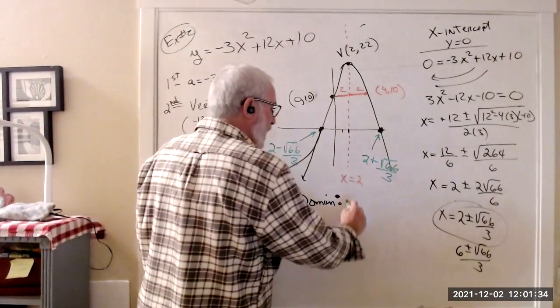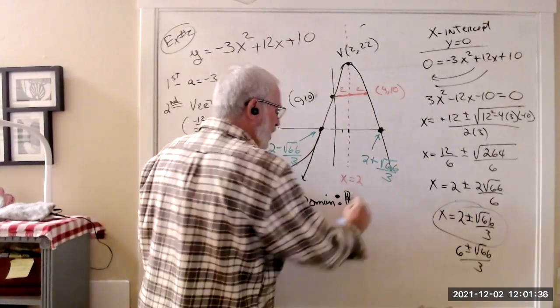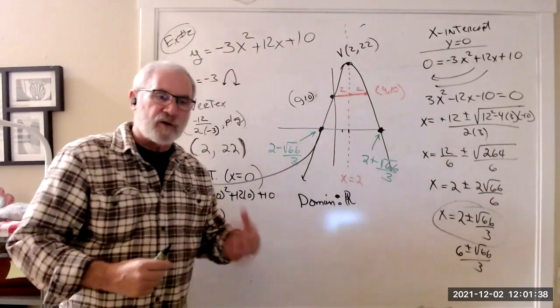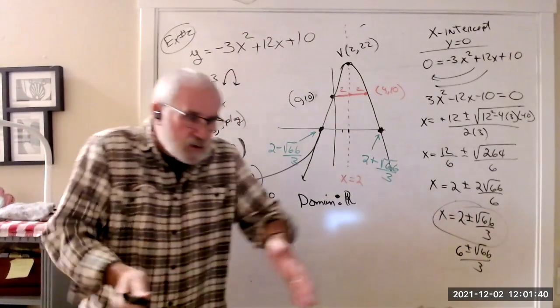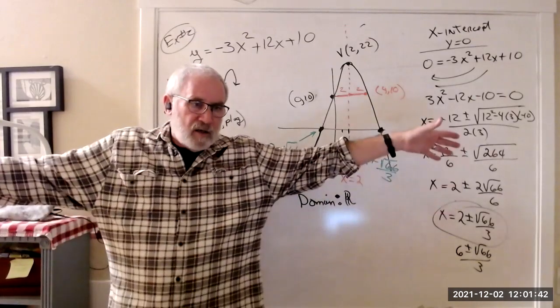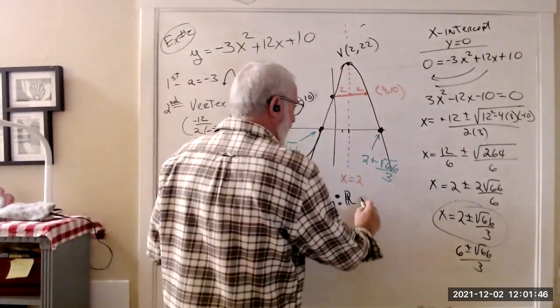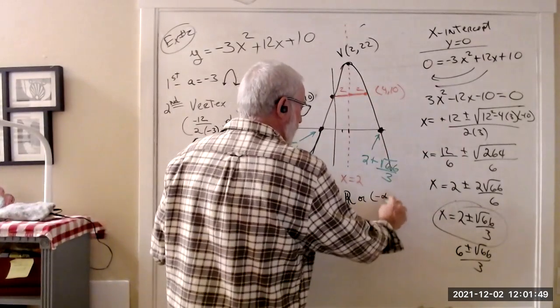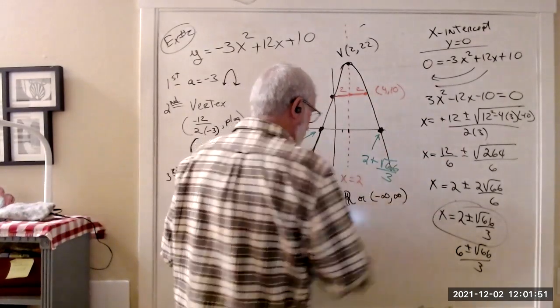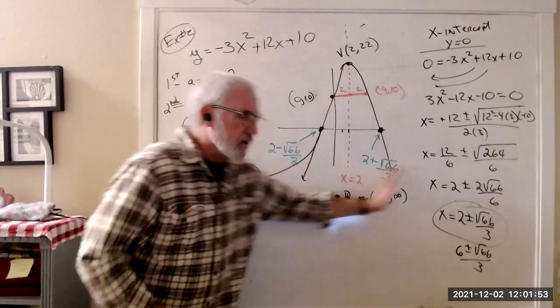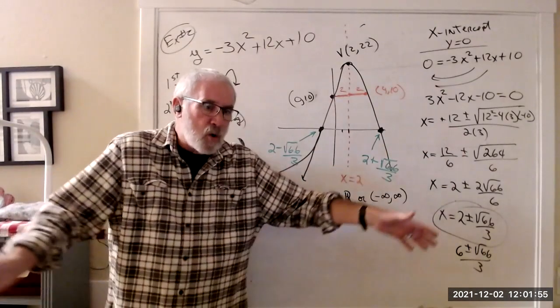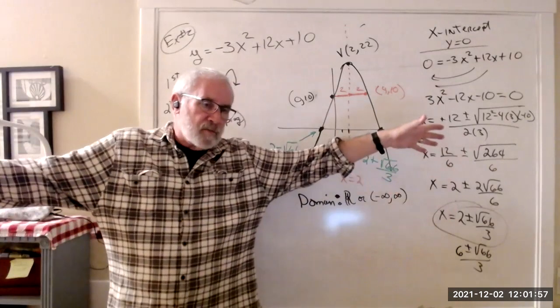Eventually, the domain will be the fancy R, which is the set of all real numbers. Eventually, they'll cover everything, every x value. You can write that, or you can say negative infinity to positive infinity. That's the domain on this shape. It slowly gets wider and wider.